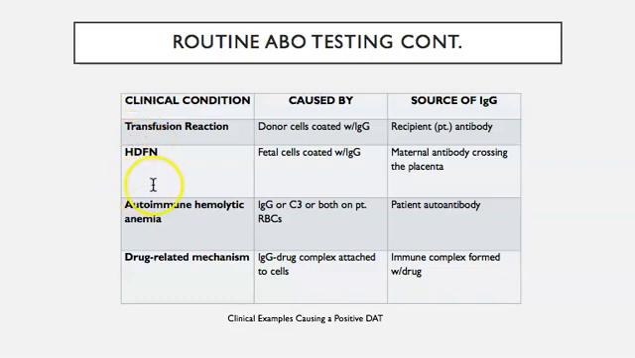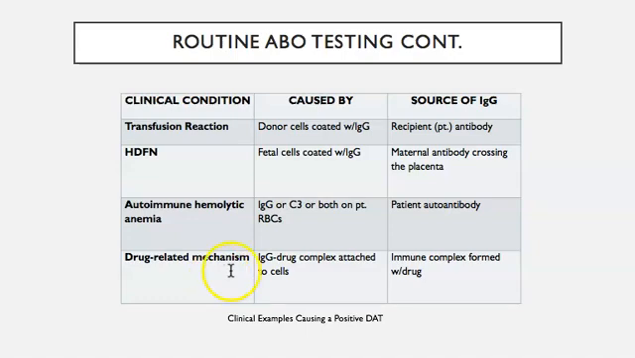In the case of hemolytic disease of the fetus and newborn, you've got fetal cells that are coated with IgG. And the source of that IgG is maternal antibody that has crossed the placenta. So with HDFN, you've got mom who is Rh negative, baby who is Rh positive. Mom is producing antibodies to that D antigen that the baby has, and then the antibodies that mom produces can attack baby's cells.